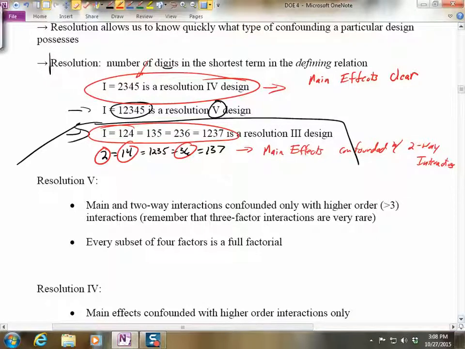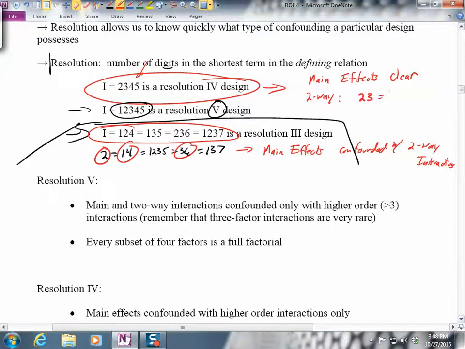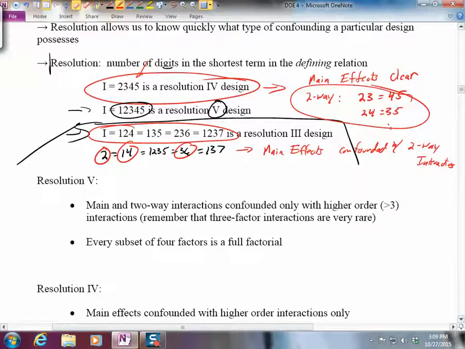What about the two-way interactions? What are they confounded with? In general, worst case scenario for resolution 4, with other two-way interactions, right? So here we'd have 2, 3 is confounded with 4, 5. 2, 4 is confounded with 3, 5, and so forth. So the two-way interactions, they're not clear, they're confounded with each other.